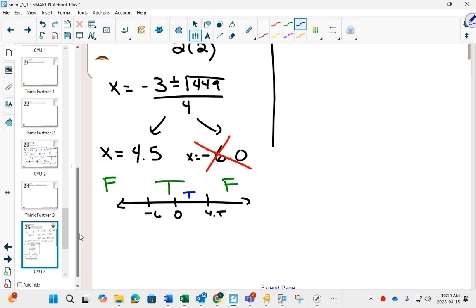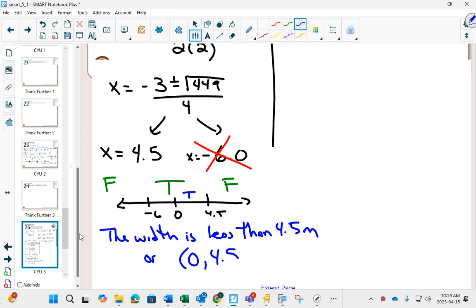So you could either, the textbook writes it this way, the width is less than 4.5 meters. We'd have to include our units. It would also be fine to write it in interval notation, because technically less than 4.5 meters is making an assumption that a person knows it can't be negative.